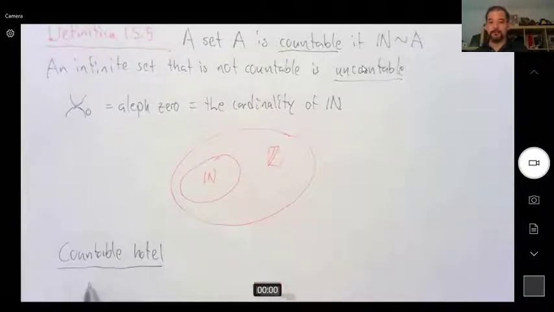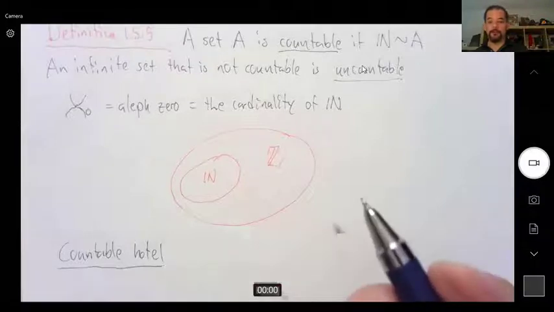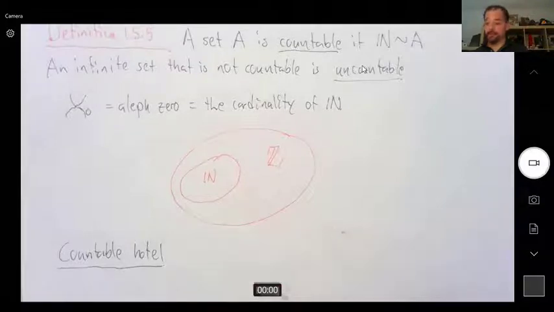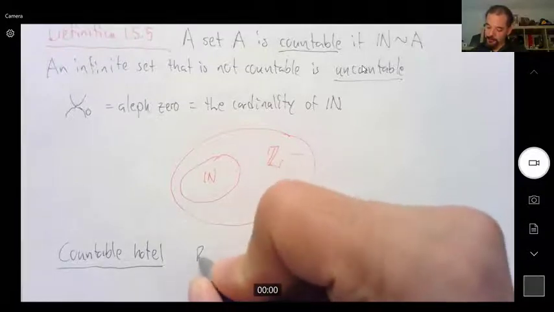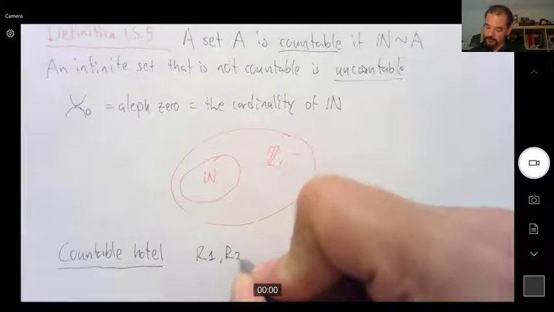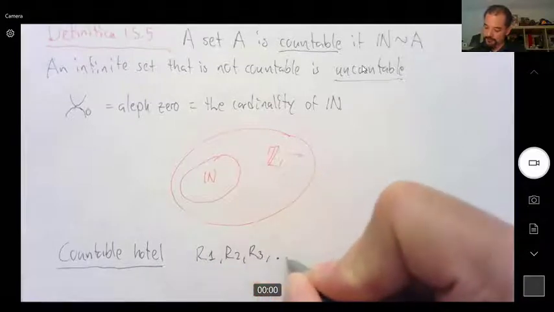So the function that numbers the hotel rooms is the bijection we're talking about, between the rooms in the hotel and the natural numbers. So there's a room 1, and a room 2, and a room 3, etc., right?